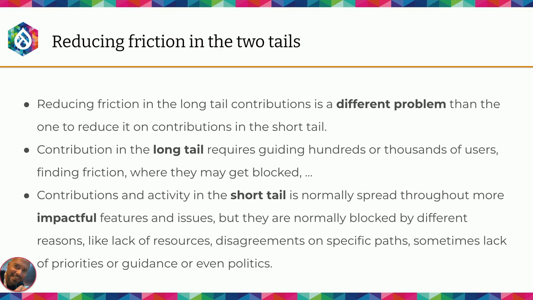And reducing the friction on both tails is a completely different animal. It's a completely different problem. In the long tail, for example, it requires guiding a lot of contributors and finding friction where those contributors may get blocked. While in the short tail, because we are talking about a smaller number of people, they may have completely different problems. For example, they may have a lot of issues to work on, but not enough resources, which I think is the case. And that's some of the things that the Drupal Association is trying to find answers to: how to get more resources, get more money, so impact in Drupal can be higher.